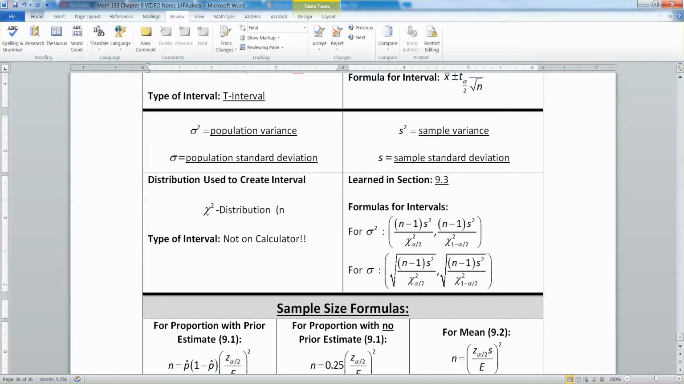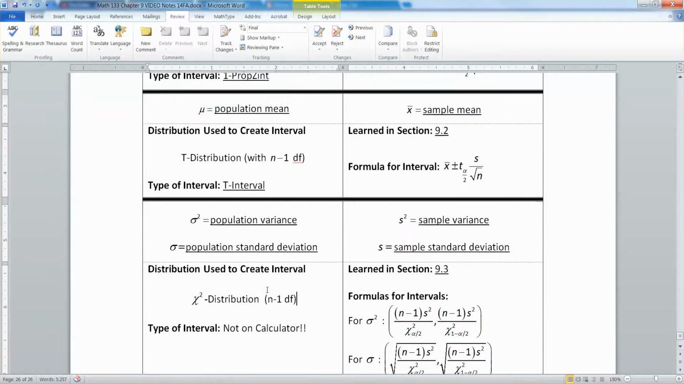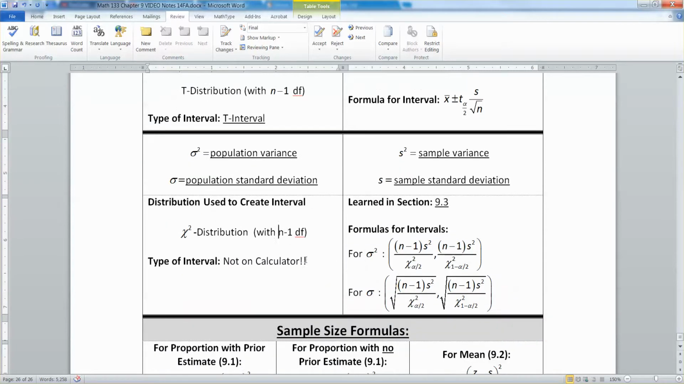It also has n minus 1 degrees of freedom, okay, with n minus 1. All right, and this is not in your calculator. You're going to have to use the table, the chi-square table, to find the two chi-square values of alpha over 2 and 1 minus alpha over 2. We learned all of this in section 9.3.